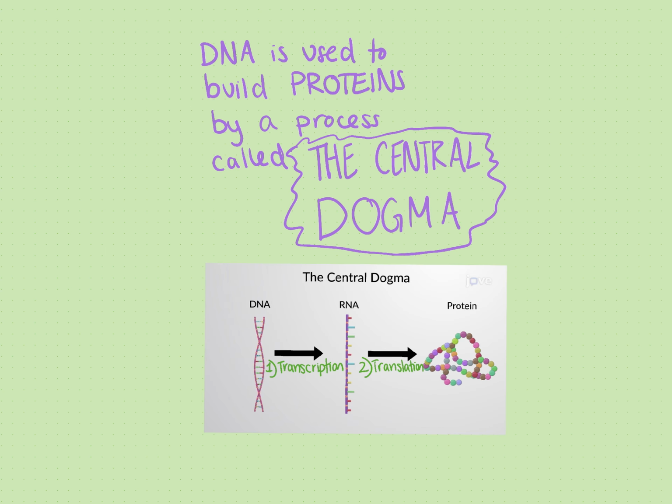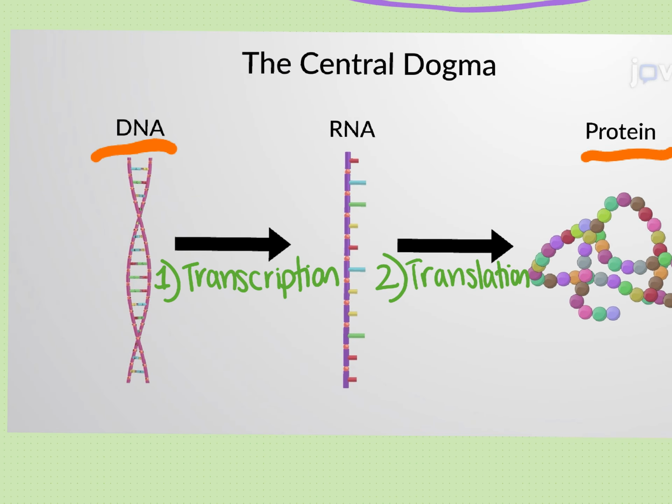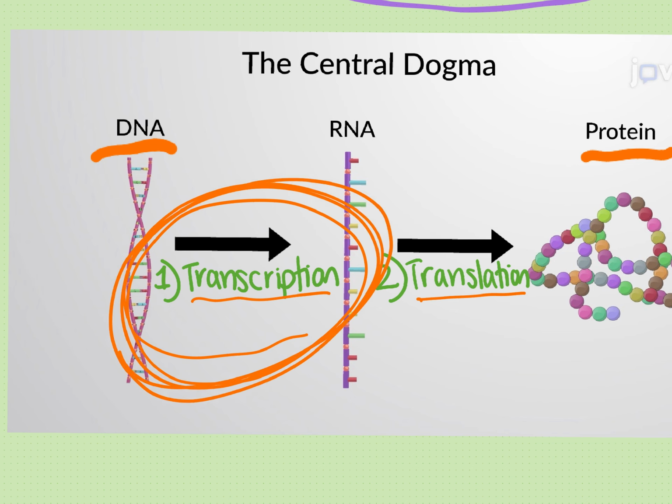So like we're saying, DNA is used to build proteins. That is a process called the central dogma. So the central dogma, this process where DNA builds proteins, has two steps. The first step is called transcription, and the second step is called translation. Like we said, this video is about transcription. So we're going to zoom in on this first step of this overall process of how DNA builds proteins.